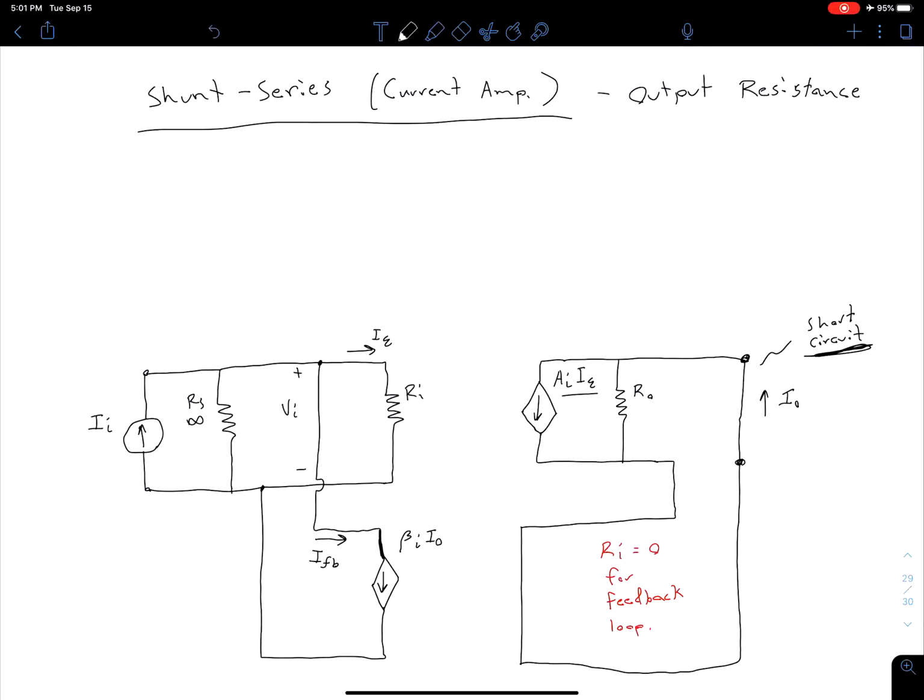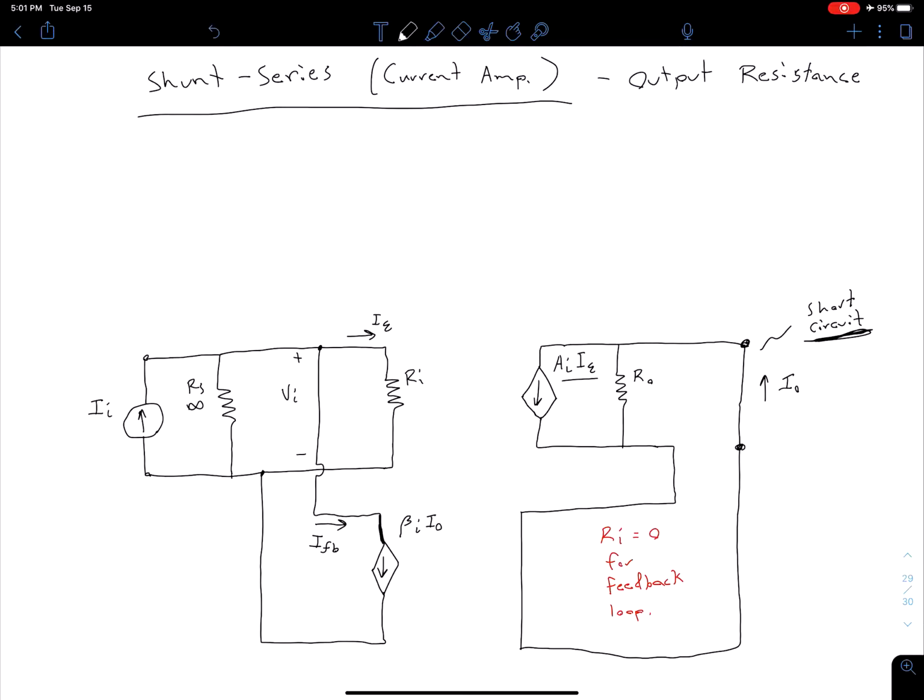So now let's look at our output resistance of our shunt series connection. What we're going to do here is use the same type of method we did when we were looking at our voltage amplifier, and that is to use our test source method. Our test source method involves placing a test source at our output, and then we also have to deactivate any independent sources in the circuit. So deactivate our independent sources.